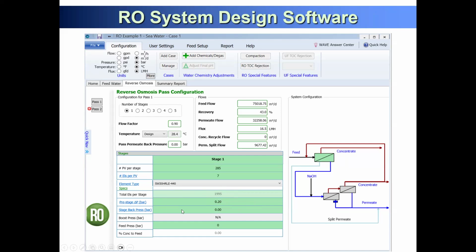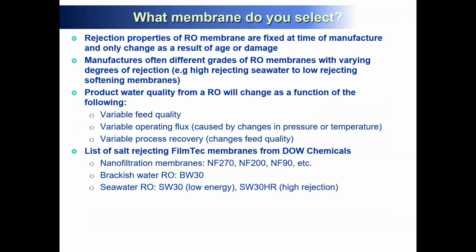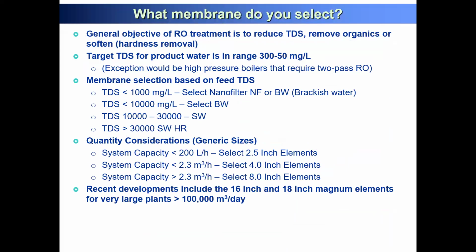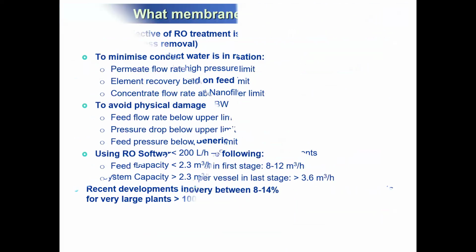And the pre-stage pressure, stage back pressure, we don't have to put. And you will see in this condition what outcome you will receive, and then for each individual ion you can get the rejection, and the flux balance from this region. What membrane, we already had a discussion about this one, so I will skip. And we discussed the TDS level, BWRO, SWRO.